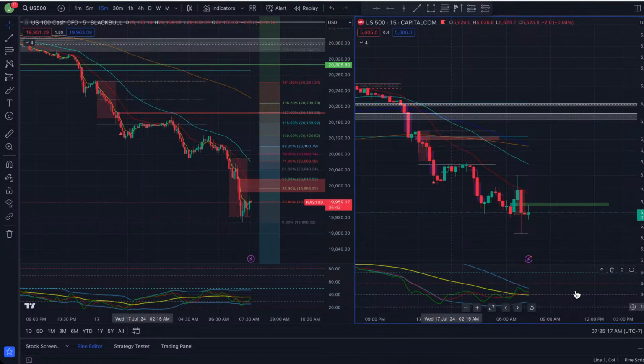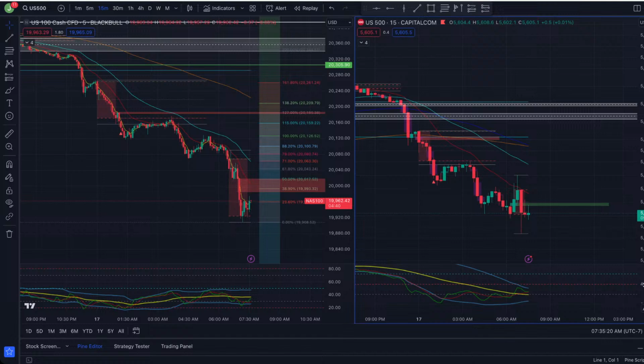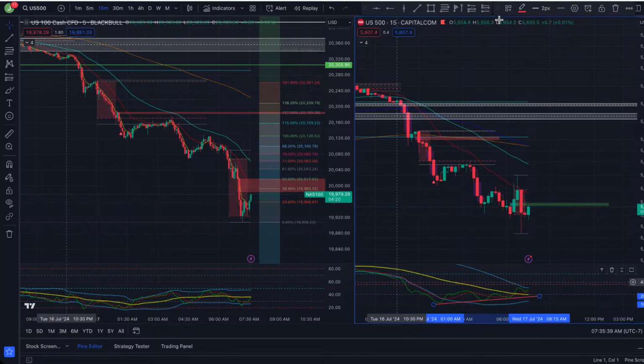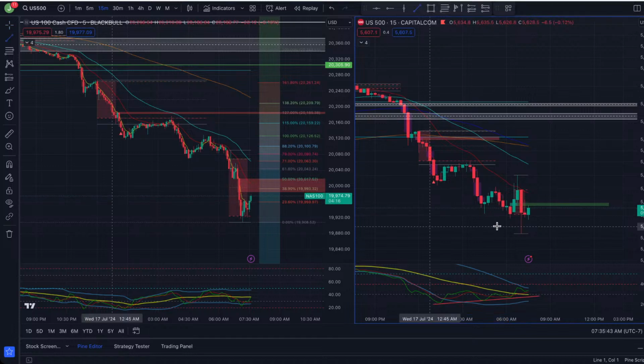We do have some divergence on the TDI. A lot of divergence happening in general right now between the two indices, or even the three indices. The only reason we don't look at US 30 is it's primarily decoupled from the rest of these. It's kind of doing its own thing right now. It's at all-time highs. We have a divergence happening here. And this is on the 15-minute on US 500.